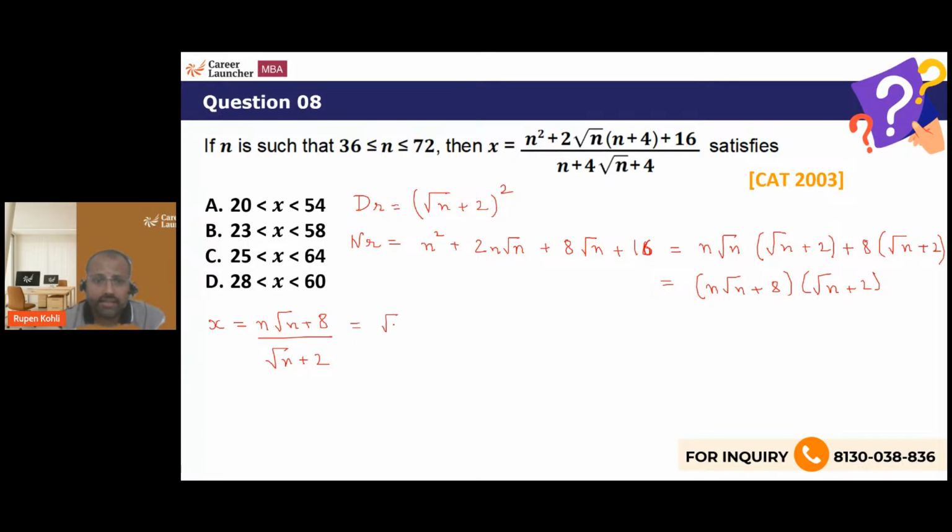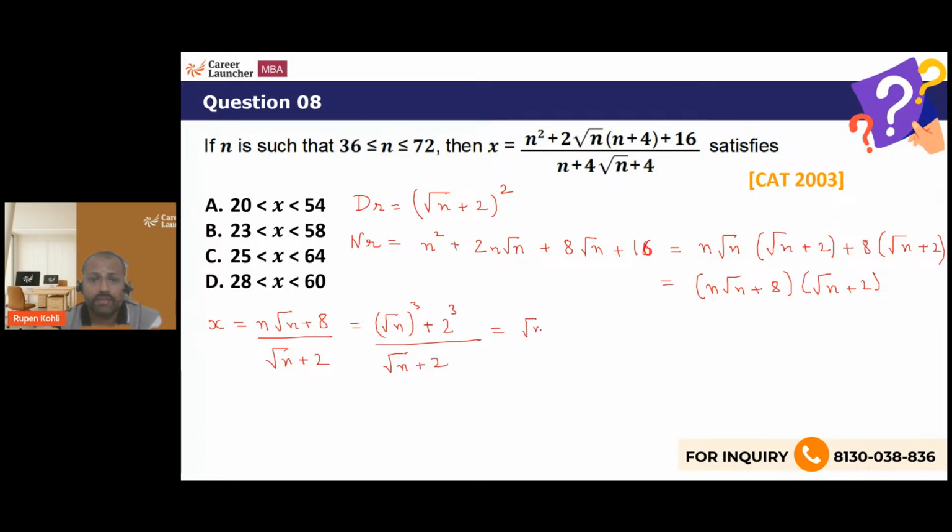Root n can be written as the cube of root n, and 8 is 2 cube. So now are you getting one more simplification is going to happen? This is kind of x cube plus y cube upon x plus y, right? So x cube plus y cube upon x plus y will be x square minus xy plus y square because of factorization of x cube plus y cube, right?